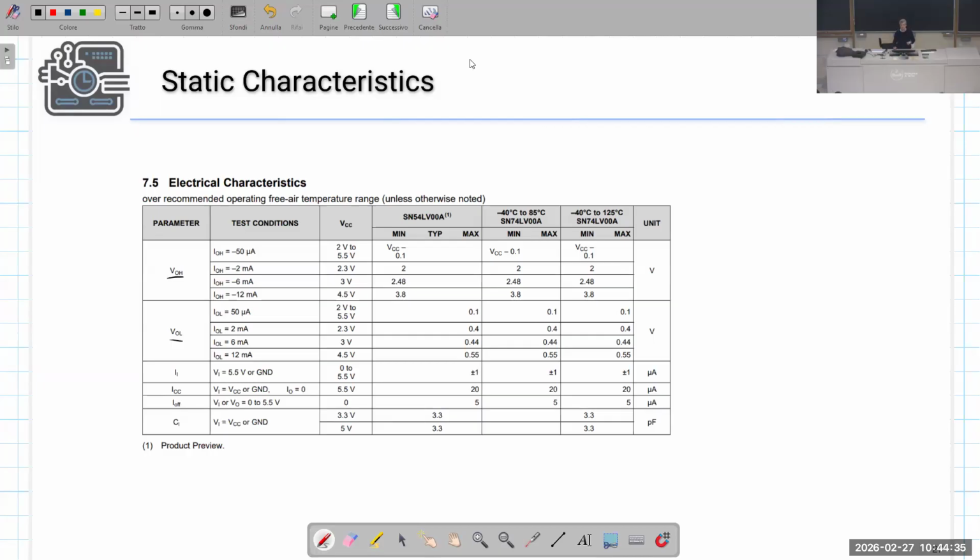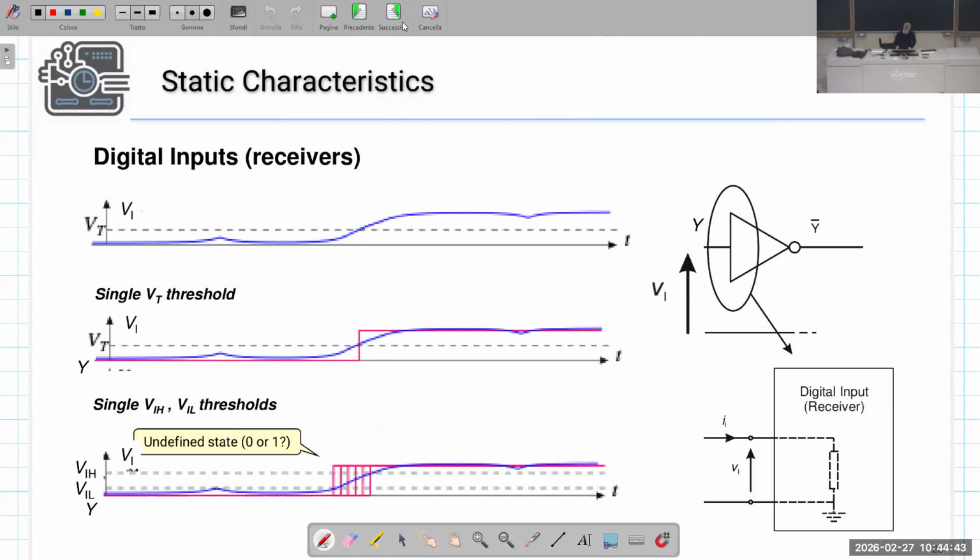Now that we have introduced the electrical characteristics of digital outputs and inputs, let's discuss the conditions that need to be verified so that two digital gates can successfully exchange information together. Before going on, here you can see the difference, something that we discussed before, between the idealized case in which we define the high and low level depending on a single threshold.